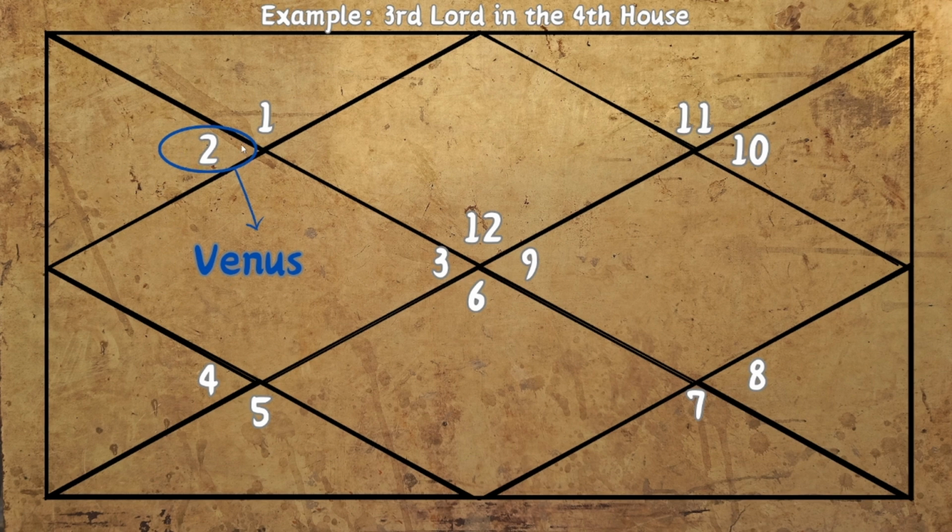Because it is the lord of the Taurus zodiac sign. But where is Venus placed? Now Venus is placed in the fourth house of the birth chart. So this is how you will conclude that the third lord is in the fourth house.